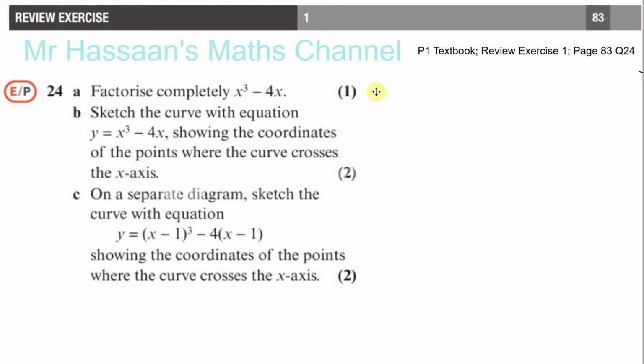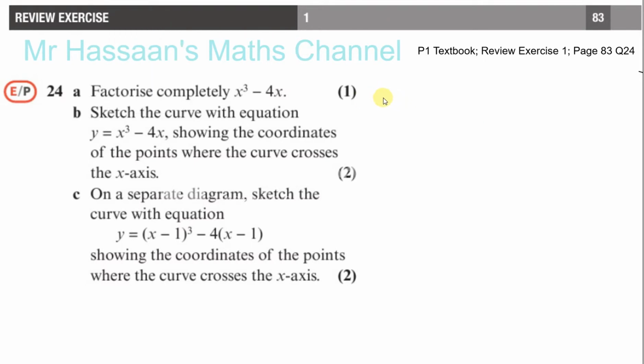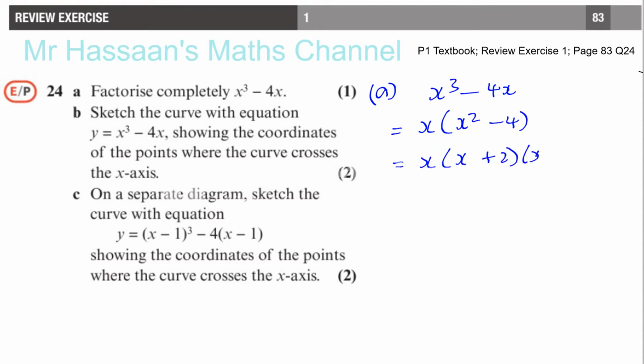Okay, so now for question number 24 from the textbook of P1 IAL, review exercise number 1, page 83. We're asked first, in part A, to factorize the expression x cubed minus 4x. Well, we take out the common factor, which is x. We're left with x squared minus 4. We have a difference of squares, so you have x times x plus 2 times x minus 2. Okay, that's part A done.